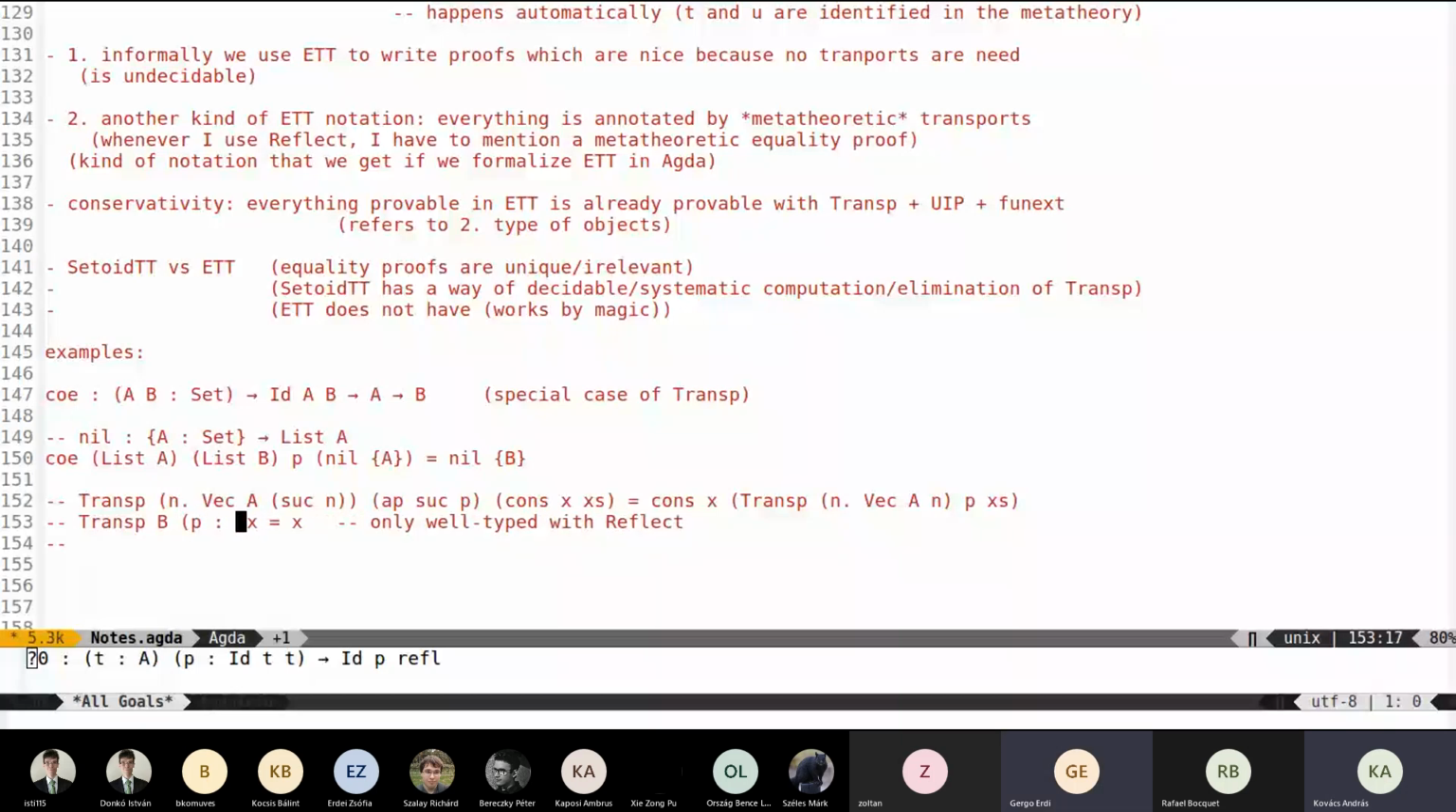Yes, but that's exactly what I'm getting at. If we are in ETT, then we do have equality reflection, and as long as we don't have universe level equalities, do we still get into trouble? Like, I guess what I'm asking is, if we were to take ETT minus equalities in U, would that be decidable? No.